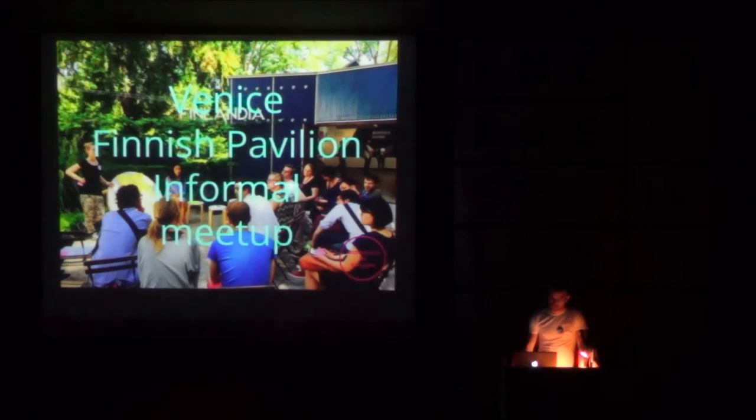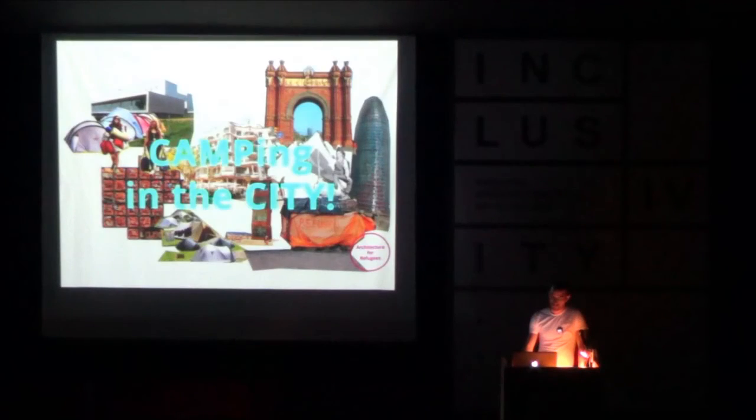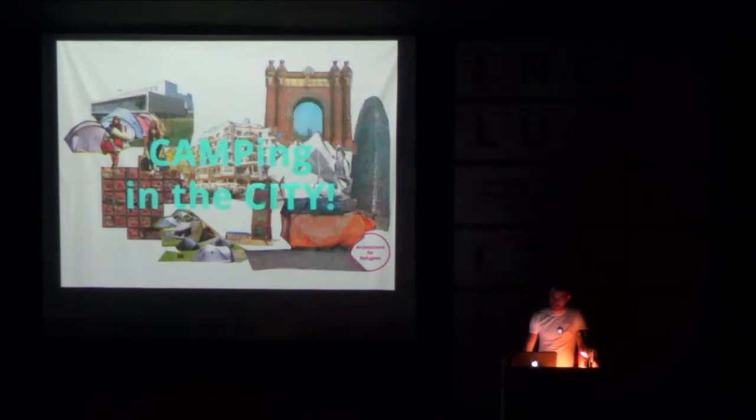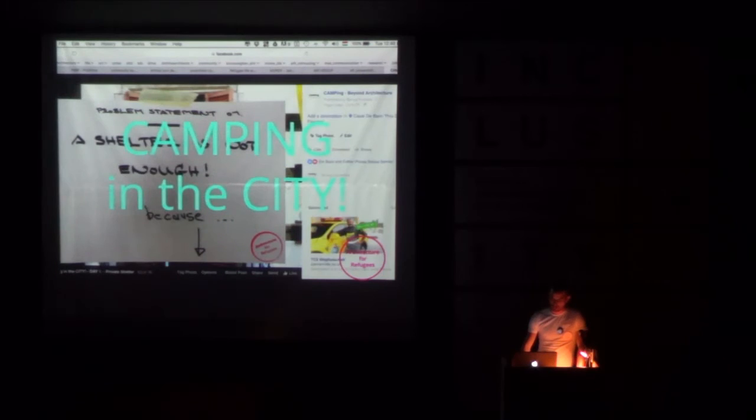This is the Finnish pavilion, where we organized a small informal meetup. This is the Barcelona workshop, where we discuss the problems and we invited guests to talk about the situation. And we also try to have some statements. For example, this one is, the shelter is not enough. Which says that besides the very basic spatial architectural aspects, we have to think also about social problems and cultural questions.